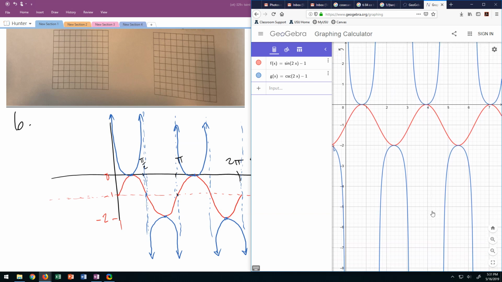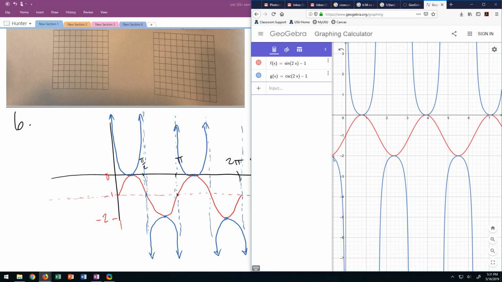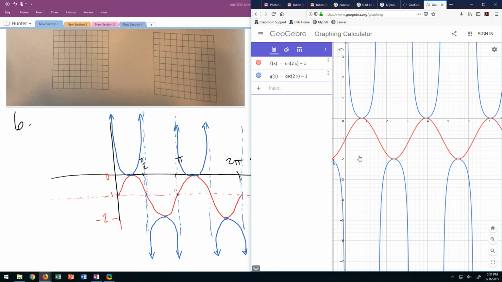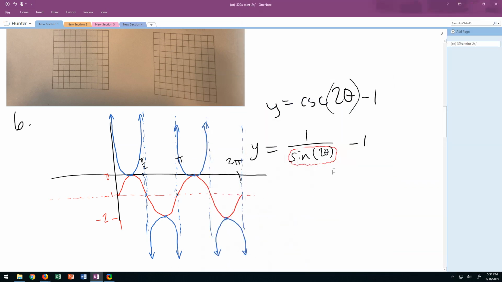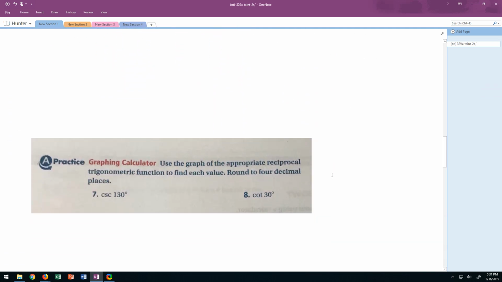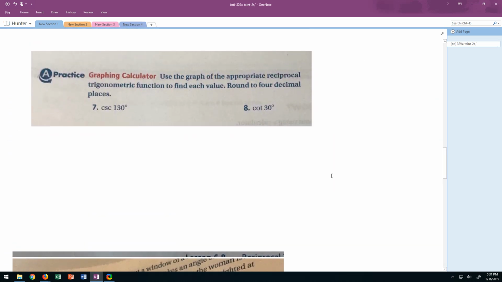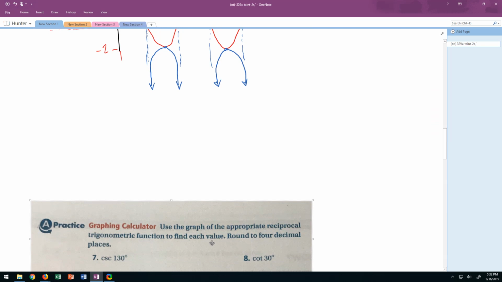What do you think, my guy? Isn't that about right? I think that looks exactly like what we have. But take a moment to convince yourself that this is right, and then we'll move on to the next problem. All right. Next problem. Done with the graphing. That's not too hard. All right, let's do this one.